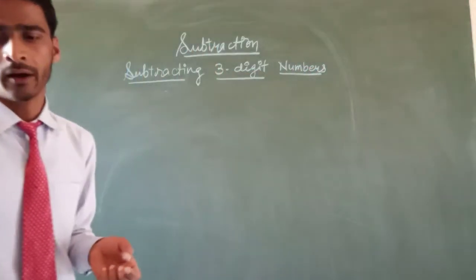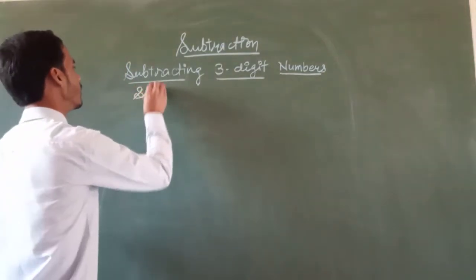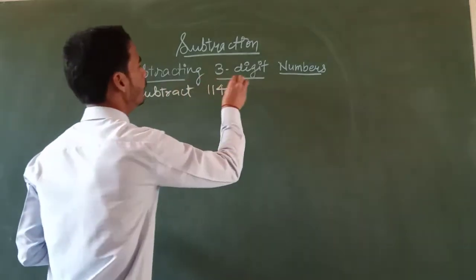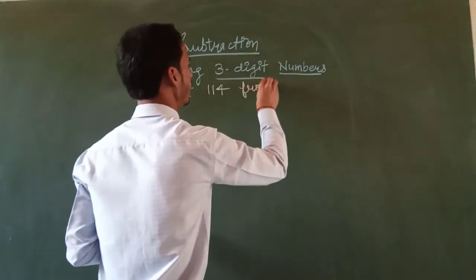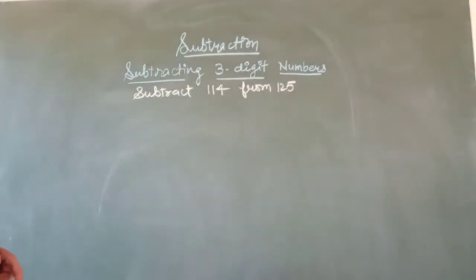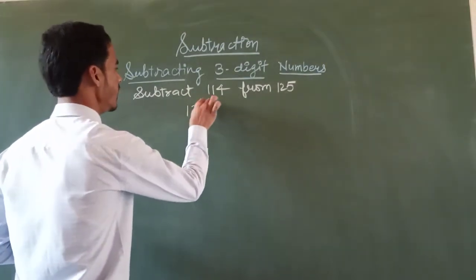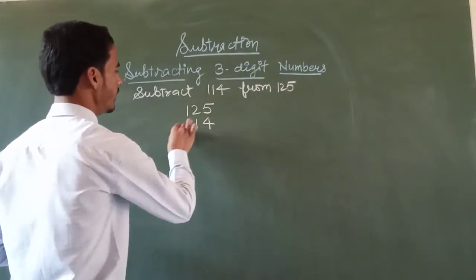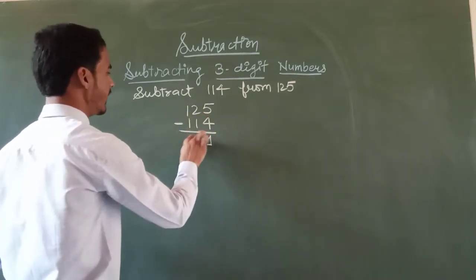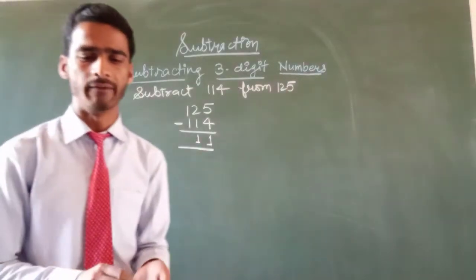Listen here. Let's take an example: subtract 114 from 125. When the subtraction is written in such a way, you have to subtract 114 from 125. 5 minus 4 is 1. 2 minus 1 is 1. And 1 minus 1 is 0. So the answer is 11.